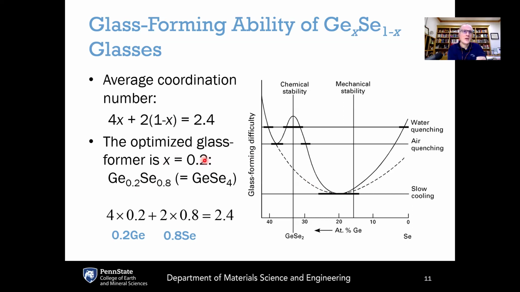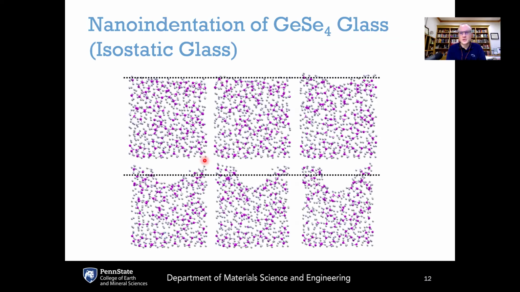So this shows how Phillips's topological approach gives us a very accurate prediction of the optimum glass formation. Now, these glasses have some very interesting behavior as well. I'm going to show you some atomic scale simulations that I did during my PhD research a while ago. This shows a nanoindentation simulation of a slice of germanium selenium glass. This is GeSe4, the isostatic glass, isostatic because the average coordination number is equal to the rigidity percolation threshold of 2.4.